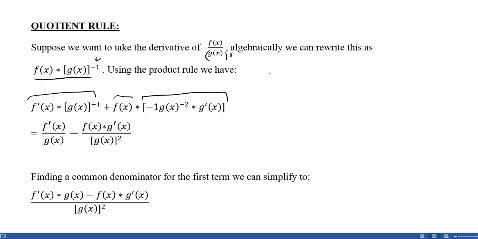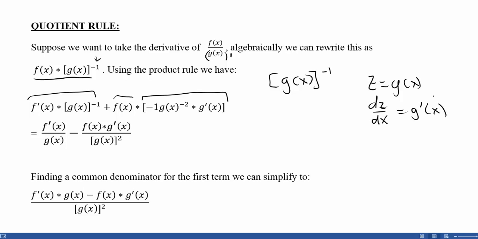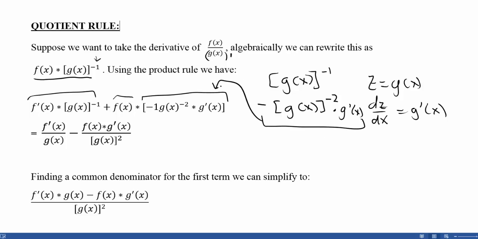So the derivative of g of x to the negative 1 is going to be a chain rule, where z is g of x and dz dx, the derivative, is g prime of x. So that means when we use this rule, remember, we're going to have negative 1 z, which is g of x, to the negative 2, because we subtract 1 from the power, times g prime of x. So we take that derivative, and that's what's multiplied over here.